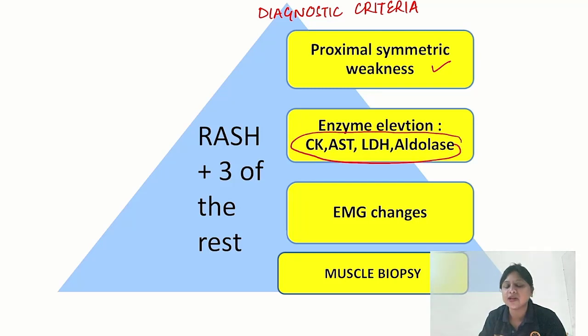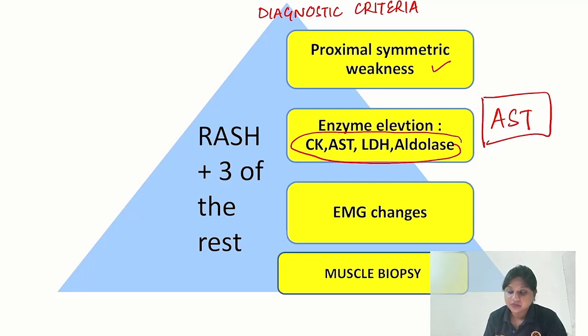That is, which enzymes are elevated in JDM? Creatine kinase, AST, LDH, aldolase. Mind it is AST. EMG changes, electromyographic changes suggestive of fibrillation, etc. And muscle biopsy suggestive of inflammation and necrosis. Right?